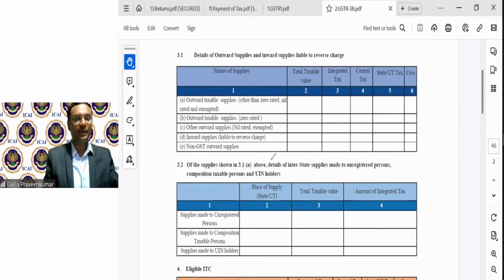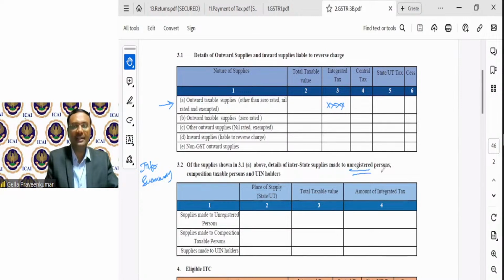Then 3.2. Now this is a summary of what, out of 3.1(a), you have paid IGST on. They're saying details of interstate supplies made to unregistered persons, that is B2C, composition taxable persons and UIN holders, state-wise I have to show here. Supplies made to B2C, supplies made to section 10 composition dealers, supplies made to UIN holders, special category under sections 25 and 26, I have to disclose in this table.